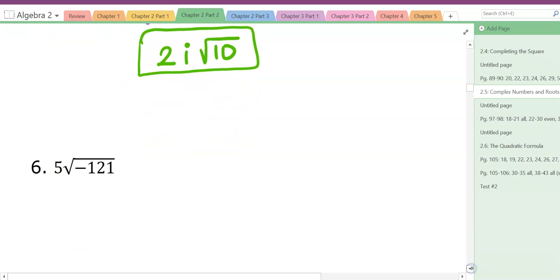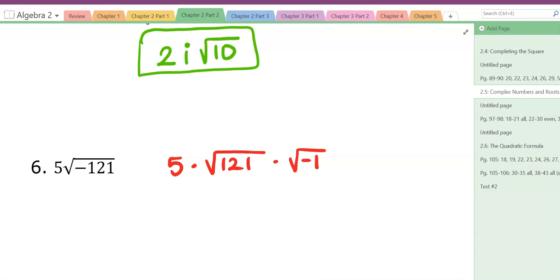The only thing different with 6 is that there's a number sitting in front of the square root sign. So I'm still going to handle the square root of negative 121 the same way that I've been doing them before. So I'm going to write this as 5 times the square root of 121 times the square root of negative 1. So I'm just splitting that number apart again so I can get the imaginary unit to come out.